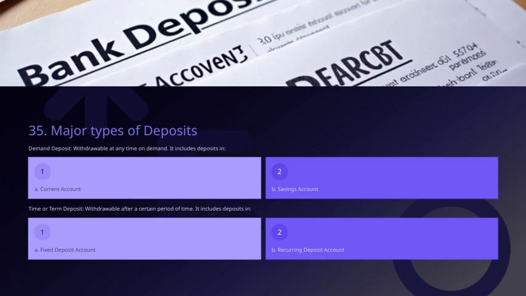Next, we have the recurring deposit account. This allows you to deposit a fixed amount regularly over a period, helping you build savings steadily. Then there's the savings account, a more flexible option that offers interest on your deposited amount and allows you to withdraw anytime, making it ideal for daily banking needs.